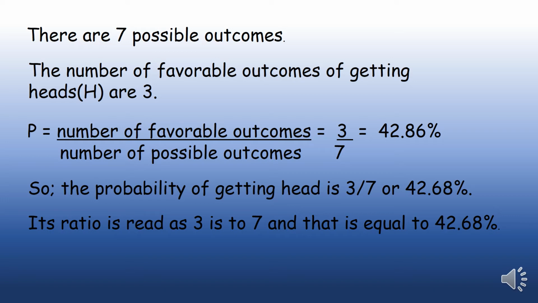So probability is equal to the number of favorable outcomes over the number of possible outcomes. That is equal to 3 over 7, which is equal to 42.86%. So the probability of getting heads is 3 is to 7, or 42.86%. Its ratio is read as 3 is to 7, and that is equal to 42.86%.